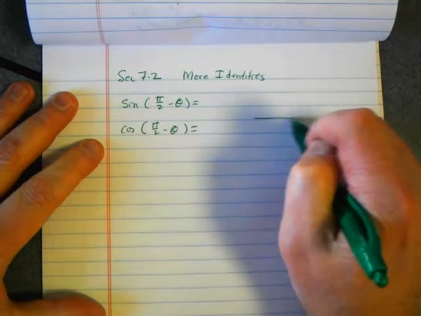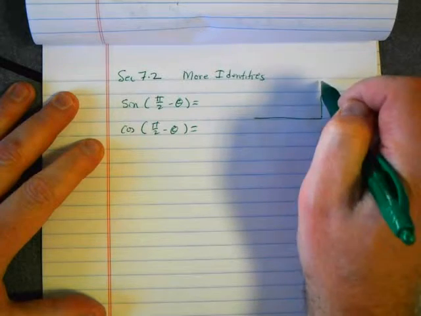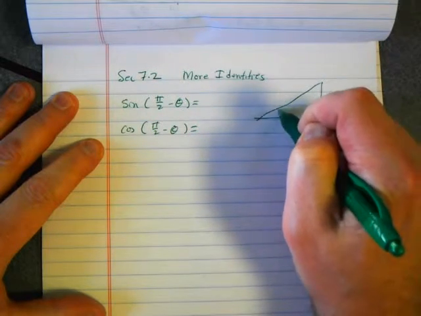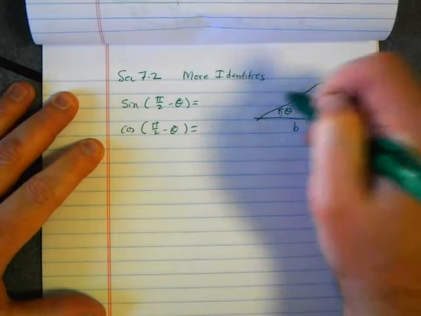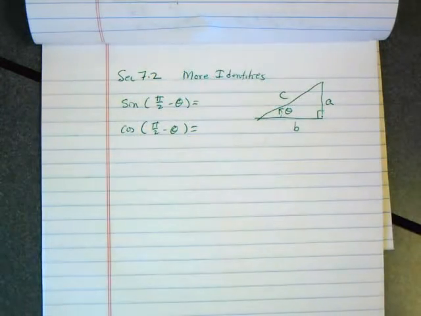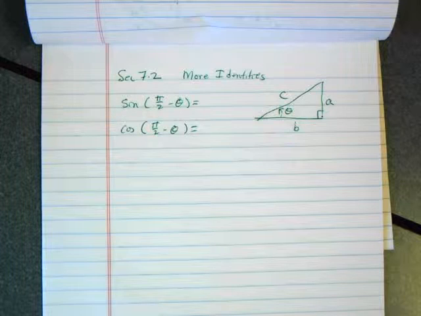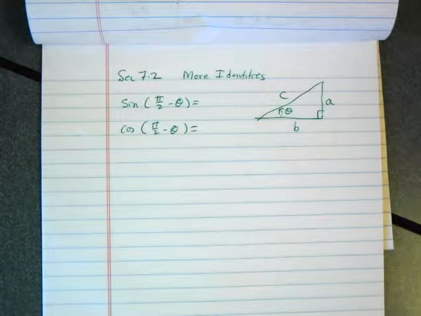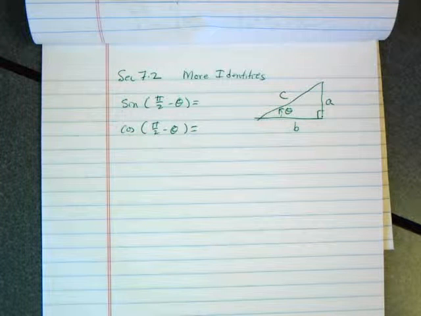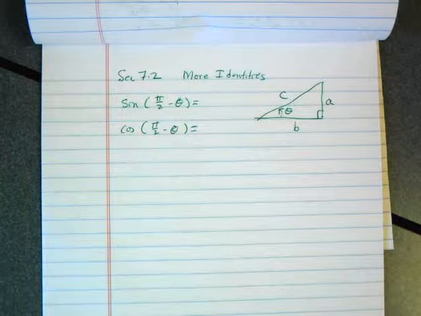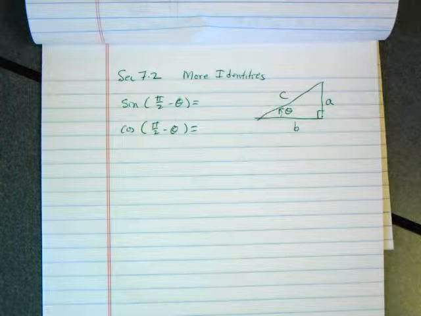Let's draw a triangle. This is my angle theta. I'm just going to call these sides A, B, and C. What would sine of theta be? Sine of theta would be A over C. How about cosine of theta? B over C. Cosine of theta would be B over C.